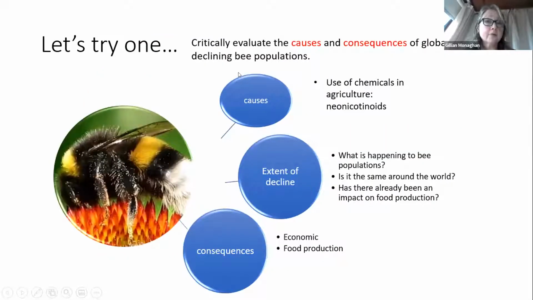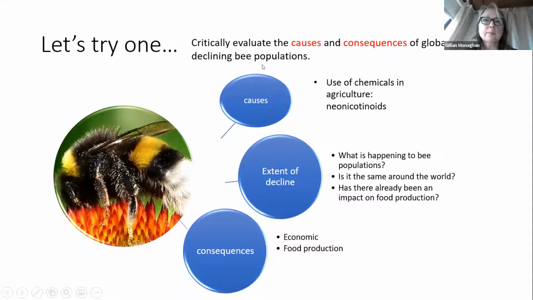Okay, so let's have a go at a mind map. Let's try one. Here's a question. Critically evaluate the causes and consequences of global decline in bee populations. So I've highlighted causes and consequences in red because there's two elements to this question. And when you get a question like that, you need to make sure that you cover both aspects and you equally weight perhaps both aspects. It can be tempting to just focus on one aspect and then forget the other.